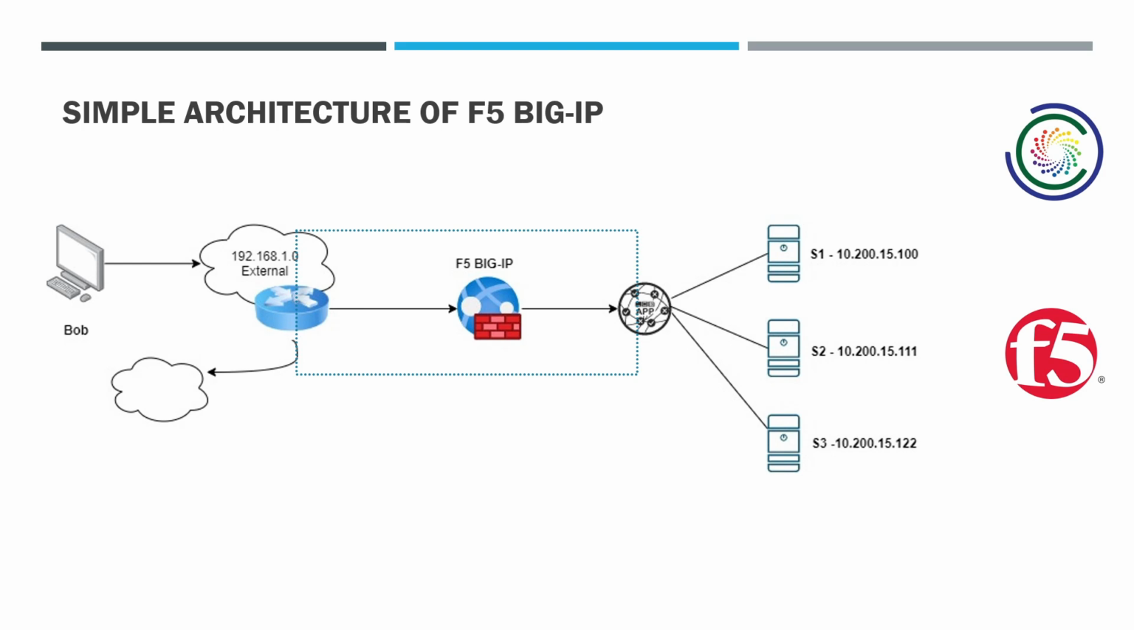So on F5 BIG-IP, first we need to configure the node. A node is a logical representation of the physical backend servers, and each node represents a physical backend device, and it consists of an IP.